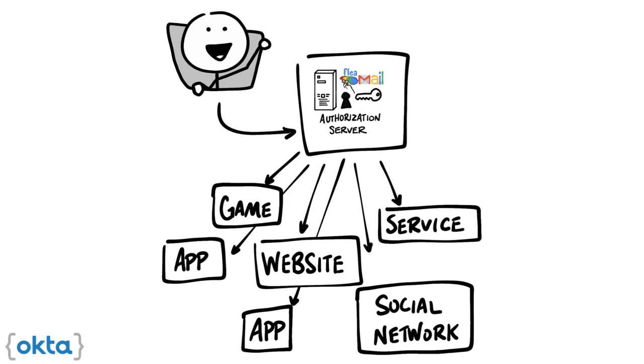OpenID Connect enables scenarios where one login can be used across multiple applications, also known as single sign-on, or SSO. For example, an application could support SSO with social networking services, such as Facebook or Twitter, so that users can choose to leverage a login they already have and are comfortable using.